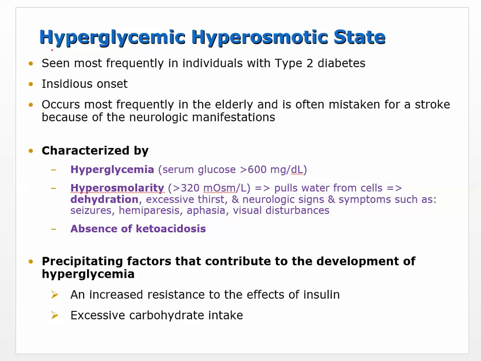Okay, so another complication is hyperglycemic hyperosmotic state. This can result in increased thirst, dehydration, some of those kinds of problems. It's going to increase your insulin resistance because you are hyperglycemic, which means you have excess blood glucose, and it's at such a level that it's actually causing a hyperosmotic state. This makes sense if you think about what's going on in the bloodstream.